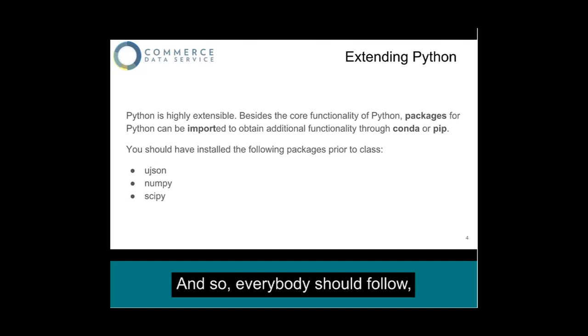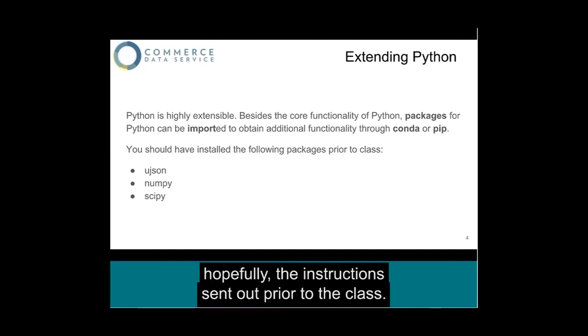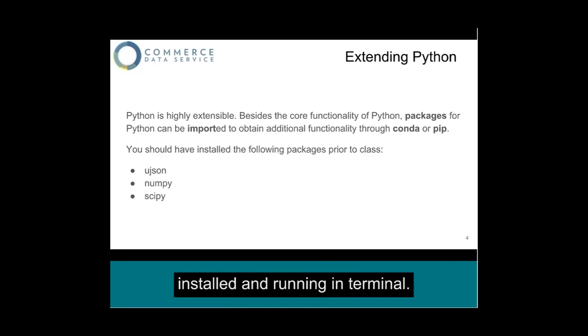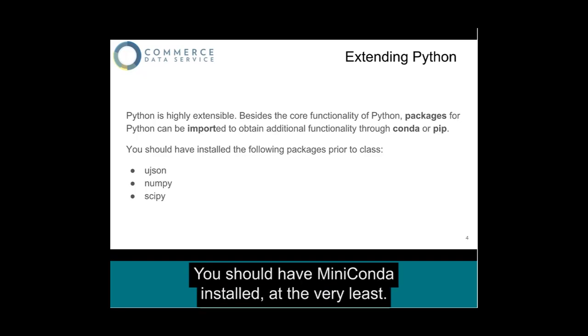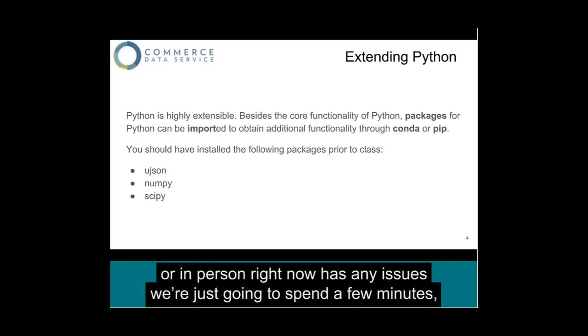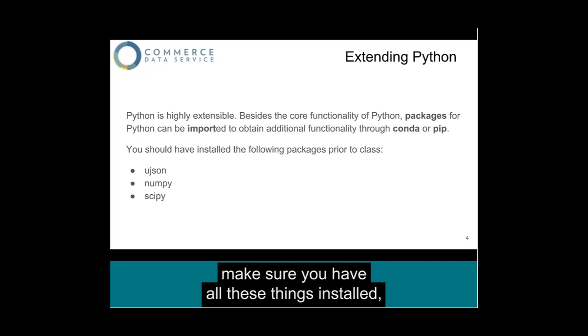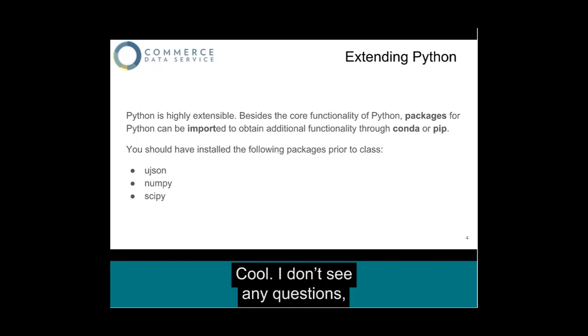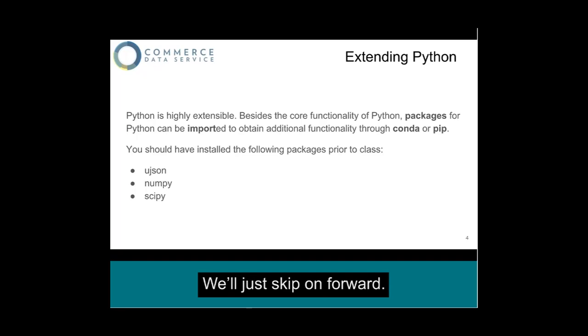So everybody should have followed, hopefully, the instructions sent out prior to the class. We're going to spend a few minutes just to make sure everybody is up to date. You should have Python 2.7 installed and running in terminal. You should have Anaconda installed at the very least. So if anybody either on the WebEx or in person right now has any issues, we're just going to spend a few minutes, make sure you have all these things installed and they're up and running. Cool, I don't see any questions, so maybe this will be super fast. We'll just skip forward.